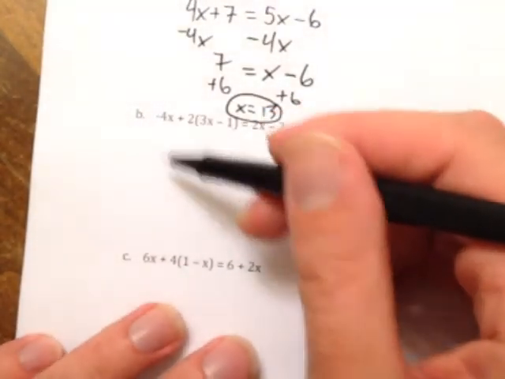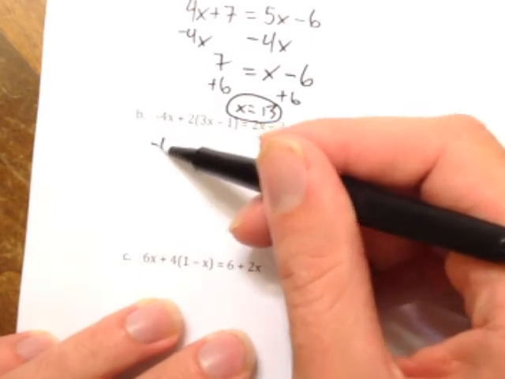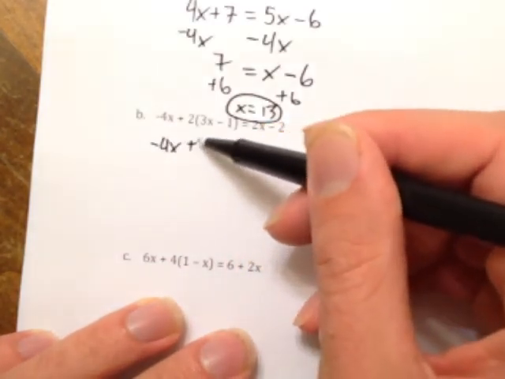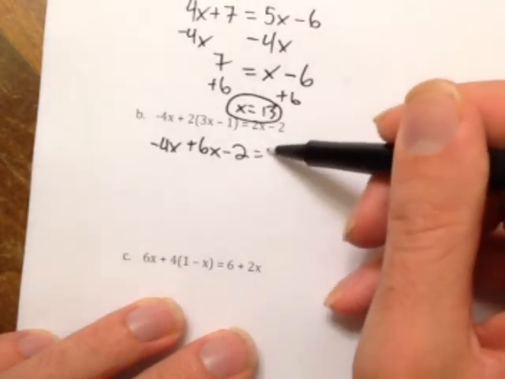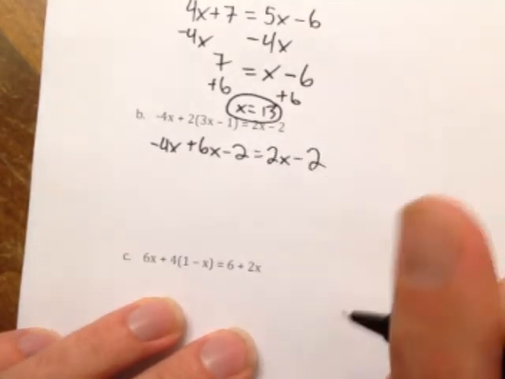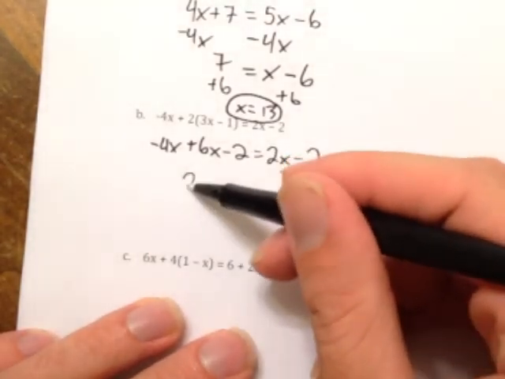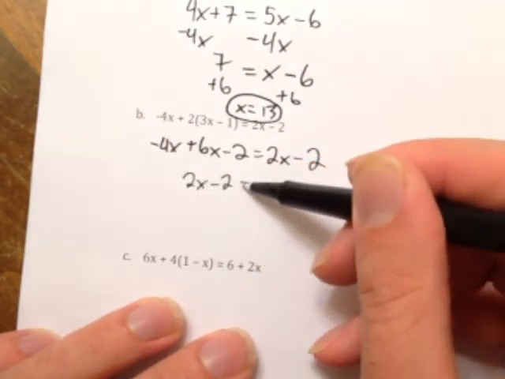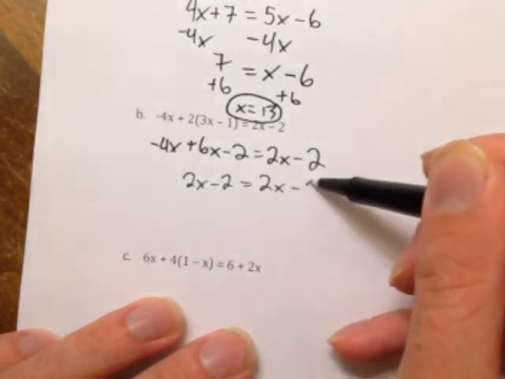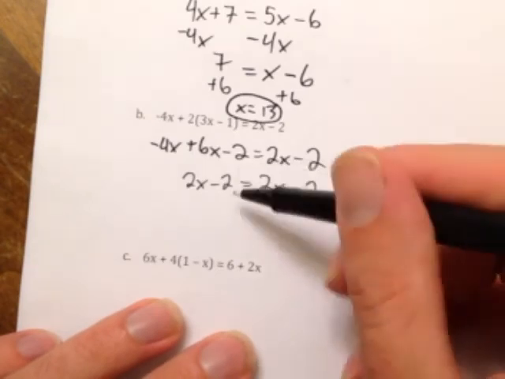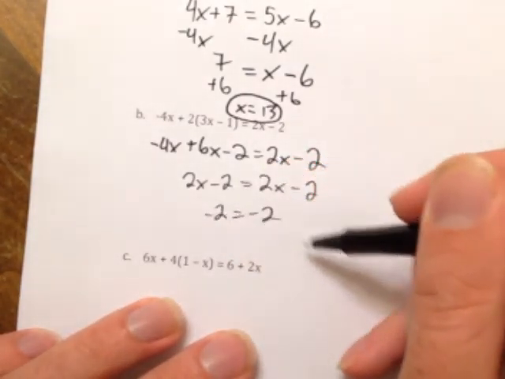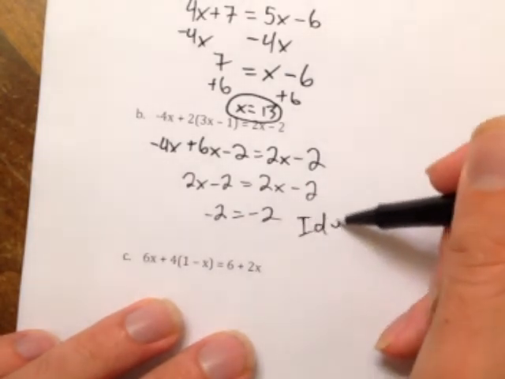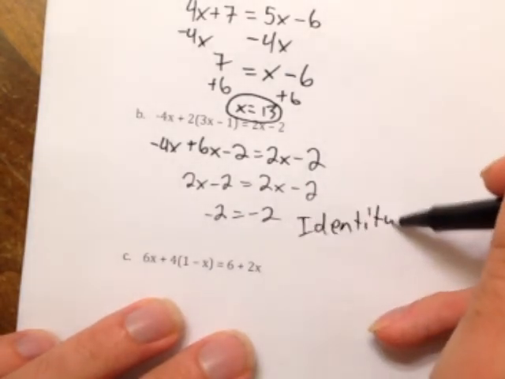So here, I need to distribute first. Boy, I made these really obnoxious on you. How nice of me. So I distribute first. Then I combine my like terms. Hopefully you can kind of see where this is going already. I get 2x minus 2 equals 2x minus 2. If I subtract 2x from both sides, I get negative 2 equals negative 2. That's an identity, or x is equal to all real numbers if you prefer.